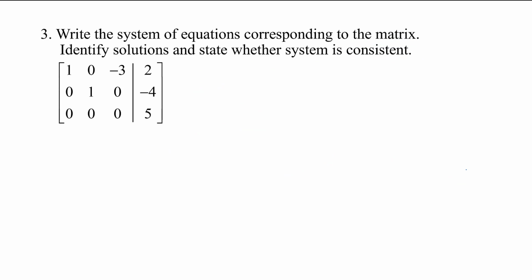All right, let's go on to another system of equations represented by an augmented matrix. Our first row is 1, 0, negative 3, 2, which we could write as 1 times x minus 3 times z equals 2. Our second row in the matrix is 0, 1, 0, negative 4, which we could write as y equals negative 4. And then our last row, we have 0 equals 5 from the row which is 0, 0, 0, 5.